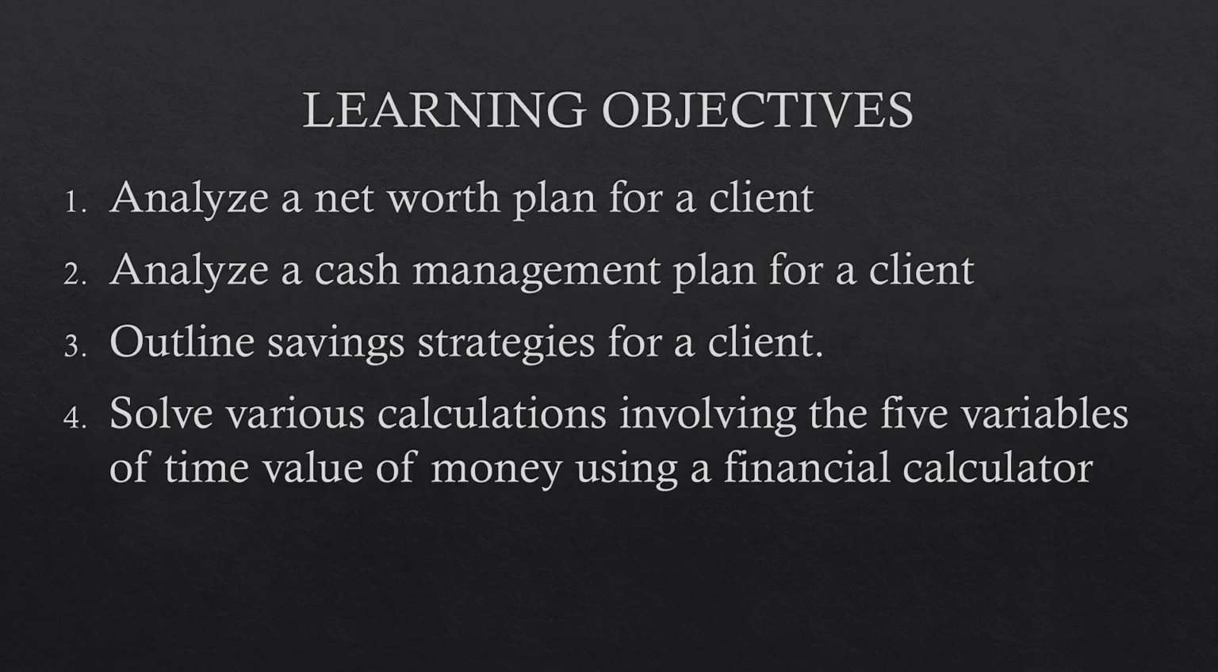So we'll tie it all back to the learning objectives. We went over the net worth statement and how to calculate all of that. We also touched on cash management and the cash flow statement, discussed some saving strategies and how you should recommend them to a client. And then we went through the time value of money formula using a financial calculator. It is pretty straightforward. This chapter is weighted fairly heavily on the exam, so although there aren't too many learning objectives, it's pretty important to know them all really well.